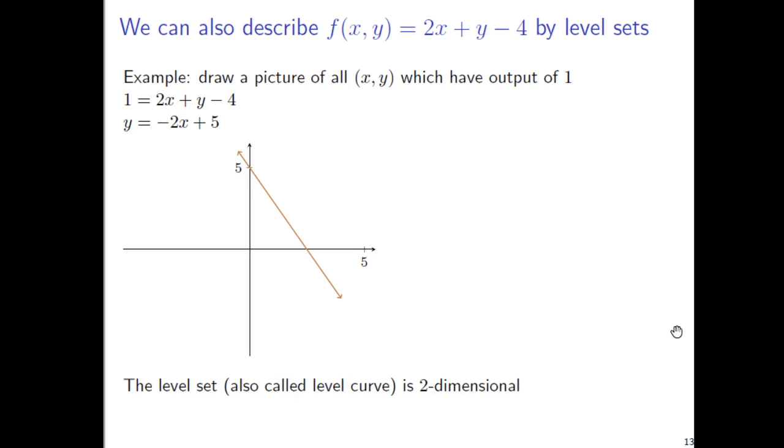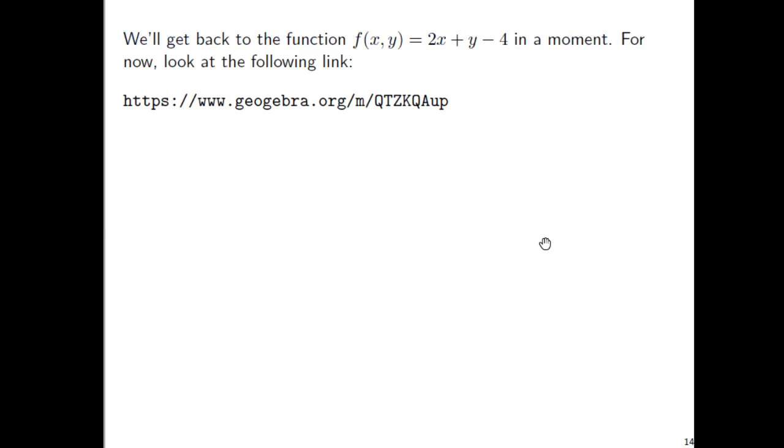This level set, which is also more generally called a level curve, I like the term level set, is a two-dimensional object, right? There's an x coordinate and a y coordinate. I mean, this is drawn in the xy plane. Now we'll go back to the function we've been looking at, 2x plus y minus 4, in a moment. For now, let's look at the following link.